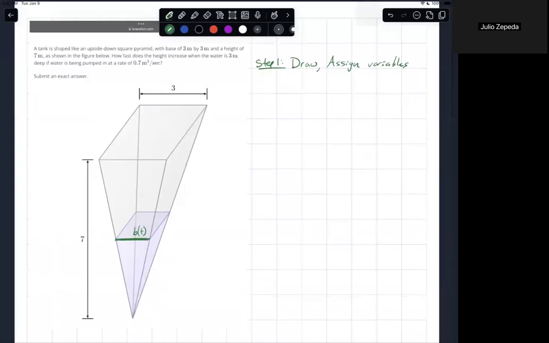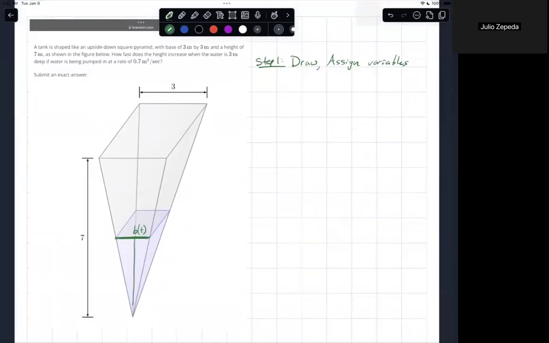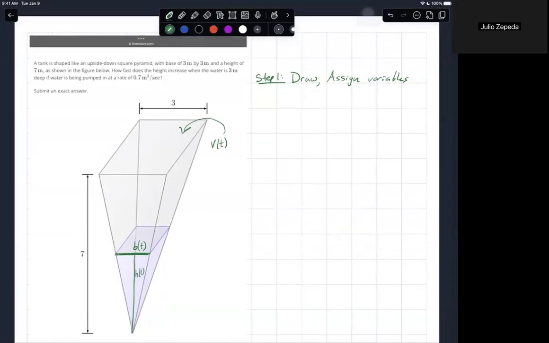What else? How about the height of the water? That is going to increase with respect to time. The height of the container is 7 meters, but the height of the water will be anywhere from 0 meters to 7 meters as this thing increases. And we're told that water is being pumped in, and so the volume is also a function of time. The volume of water will increase since water is being pumped in. Okay, so those are our variables, V of t, B of t, and H of t.